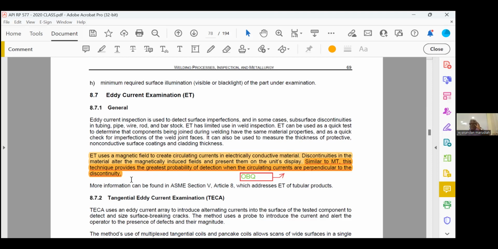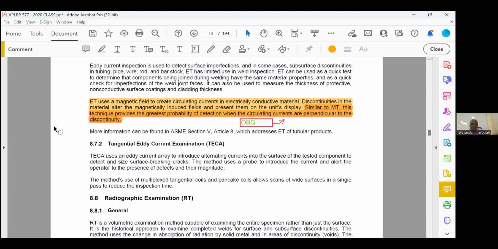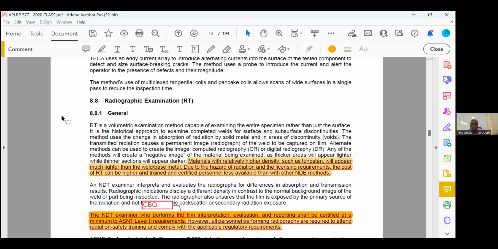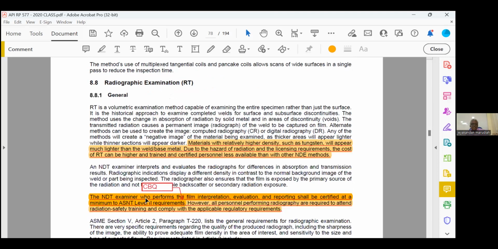Similar to MT, this technique provides the greatest probability of detection when the circulating currents are perpendicular to the discontinuity. Okay. Then RT. In RT we have some additional things, just one I will highlight. Highlight this one. The NDT examiner who performs film interpretation, evaluation, and reporting shall be certified minimum Level 2. That is closed book.